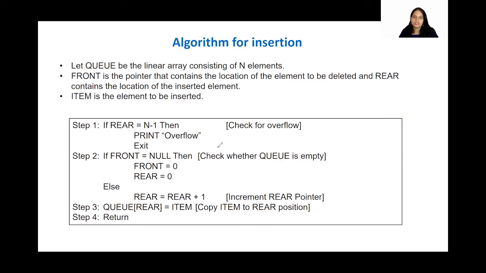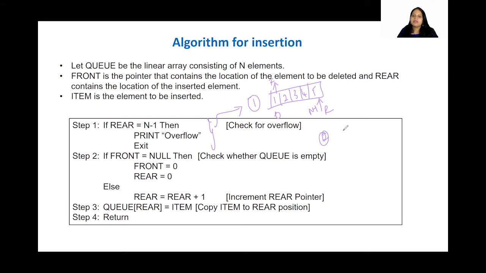So there are 3 conditions. First, we are going to check if my front is over here, okay, suppose I have 1, 2, 3, 4, 5 and my rear is over here and the maximum number possible has reached. So this is my first condition, which is my overflow condition, right?